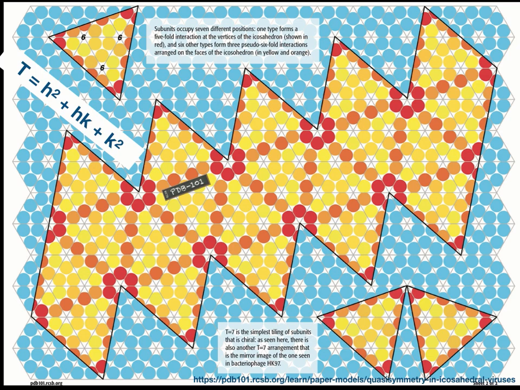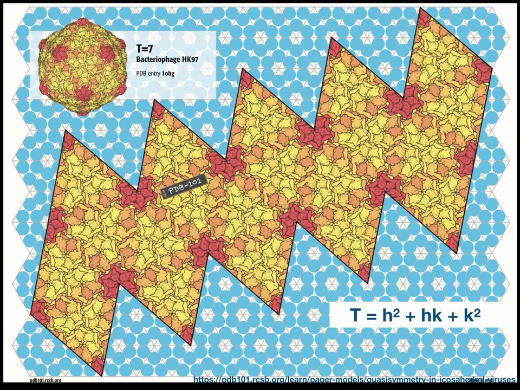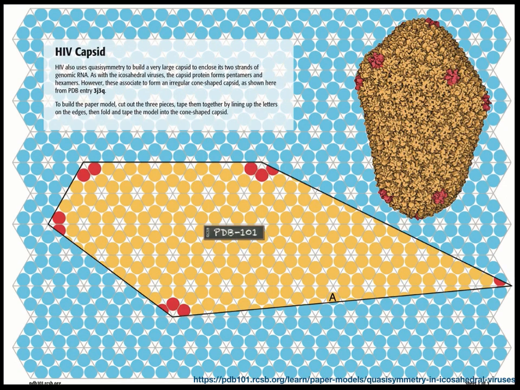This one is the T7, and then here you have 1, 2, 3, 4, 5. I actually don't see the 7 different conformations. Anyway, this would be a T7, like bacteriophage HK97. And we are gaining size and complexity.